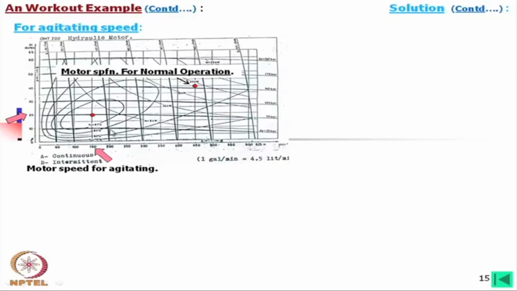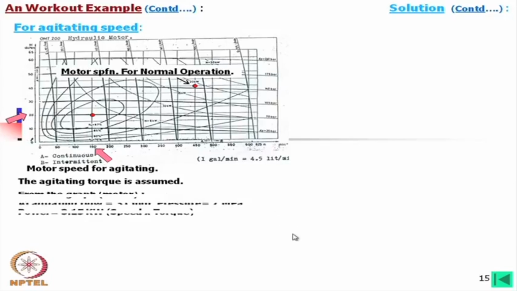So, again we have to find out the power in the same way as we did earlier. Okay. Now, the agitating torque is assumed, this 20 decanewton meter we have assumed. From the graph, then this is 31 liter per minute and pressure is 7 megapascal. What we find is that 70 bar means 7 megapascal, and power we find is 3.15 kilowatt.